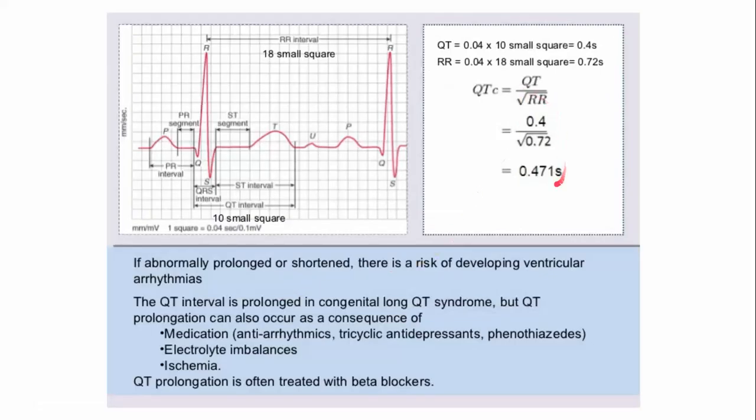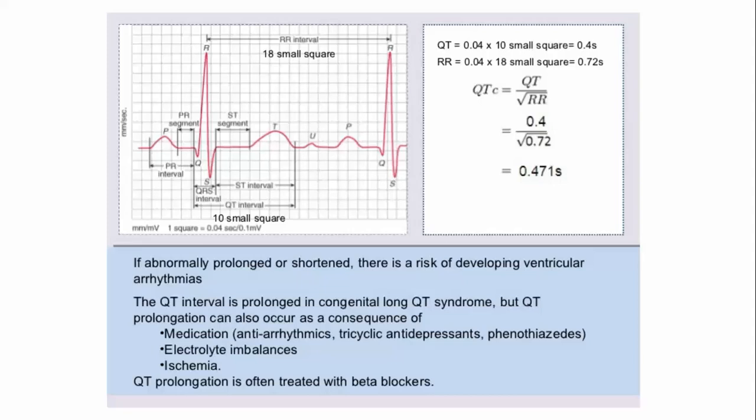So this is sort of an example of doing that exact same thing. We get a number here, and basically, if your QT is too short or too long, you're going to have more risk for arrhythmias. Certain medications can do this: antiarrhythmics, tricyclics, phenothiazines, electrolyte imbalances, ischemic changes. So in any event, that was just a quick little blurb on calculating QT intervals.